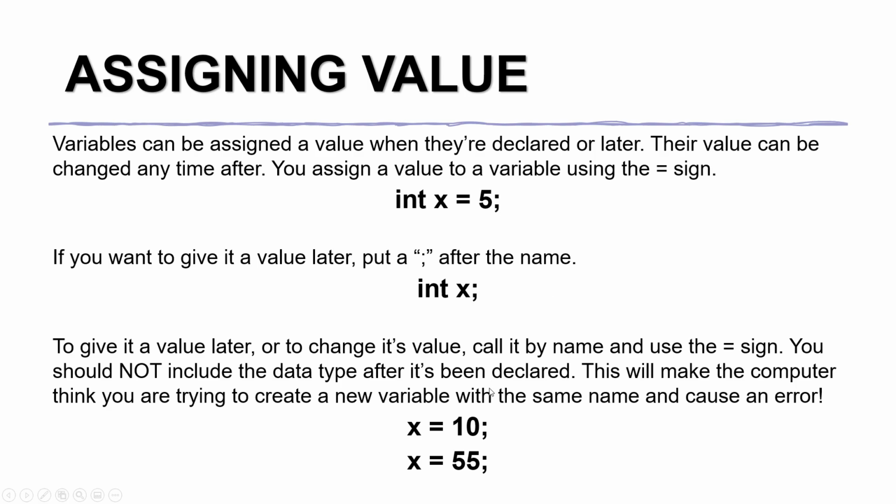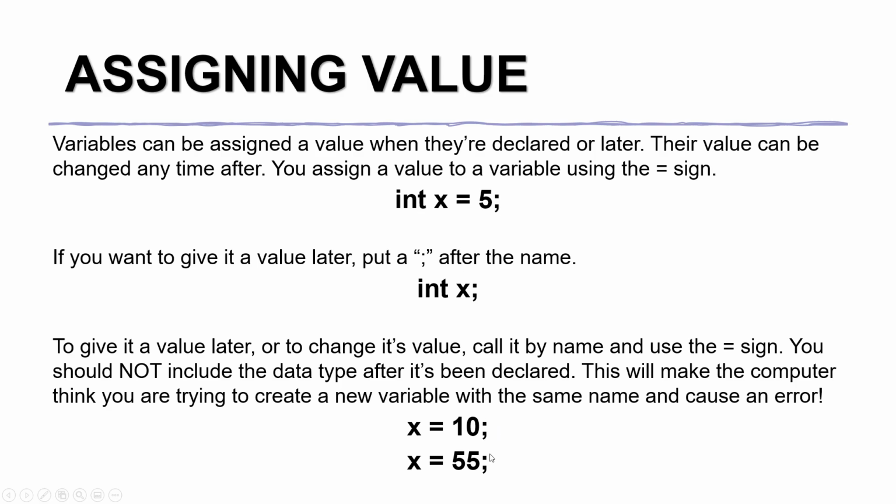Later on, if we want to set it equal to something, or if we had given it a value but want to change what's being stored in it, like we no longer want 5, we want 10, we do not put the data type, because we've already declared it. We don't need to say it again. If you put the data type in front of it, it's going to think that you are trying to create a new variable, and that's not what we want to do. You're going to get an error because it thinks you're trying to create a new variable with the same name. We just give it the name equal to the new value.